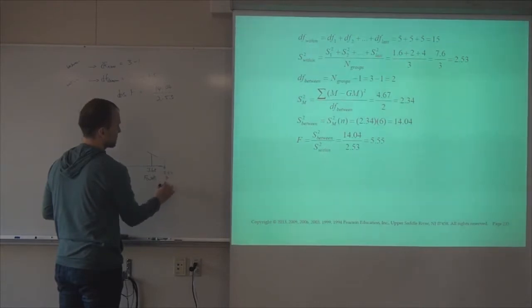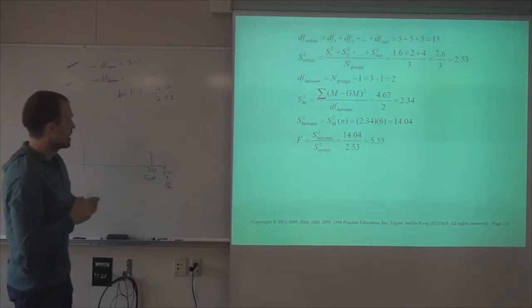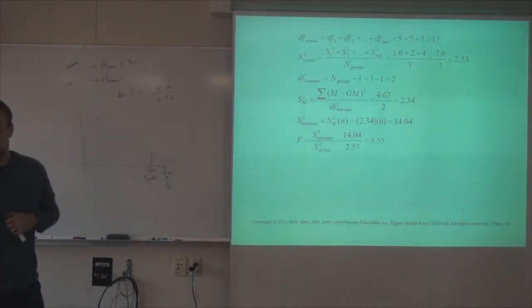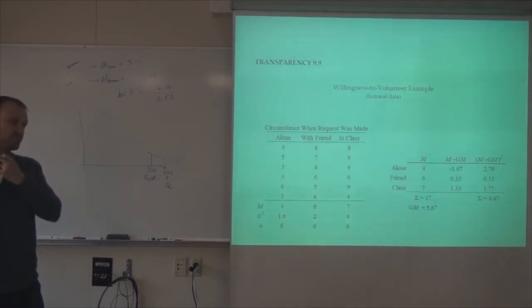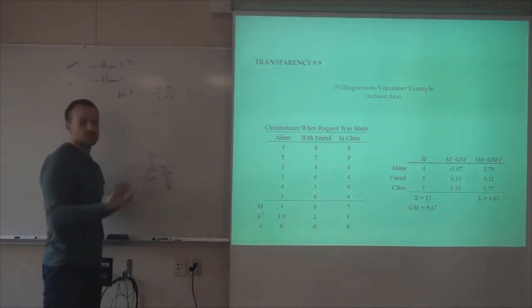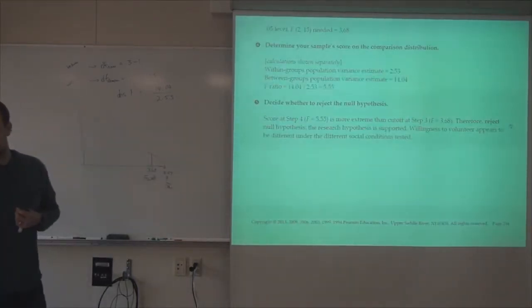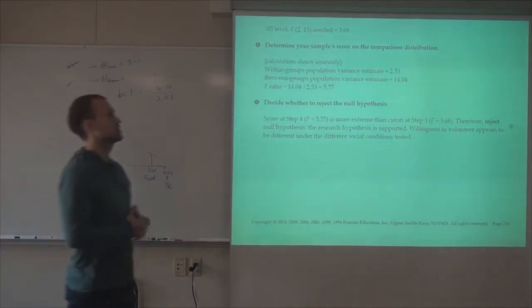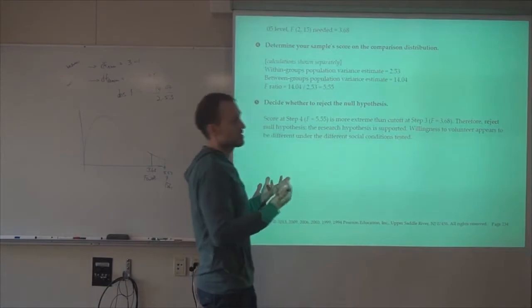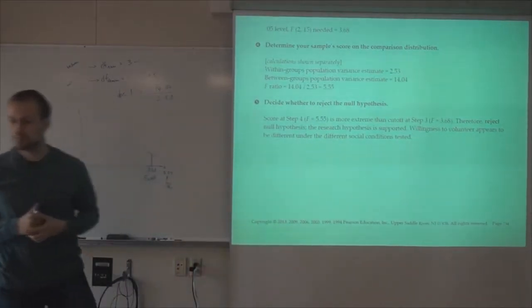5.55, that is F observed. And I compare it to the cutoff, and I can clearly see that that is extreme. The only way I'm going to be likely to get something like this is if there is a difference between the populations, and I can conclude to reject the null hypothesis in favor of the research hypothesis. The evidence supports the research hypothesis.